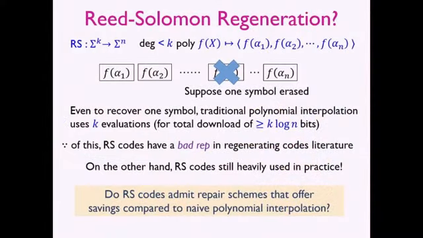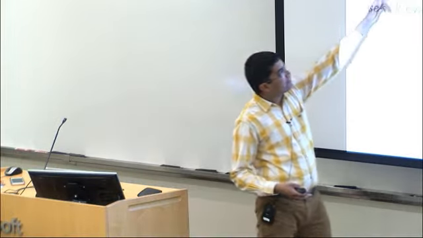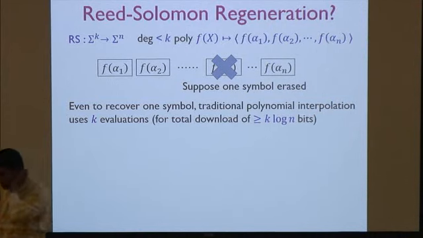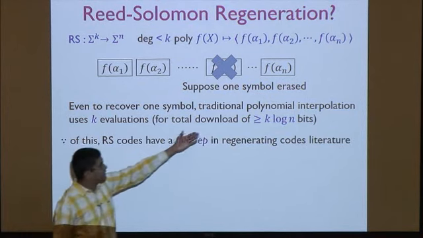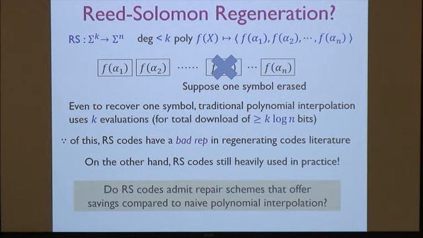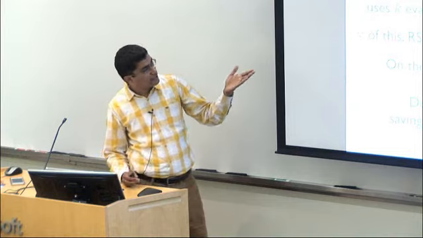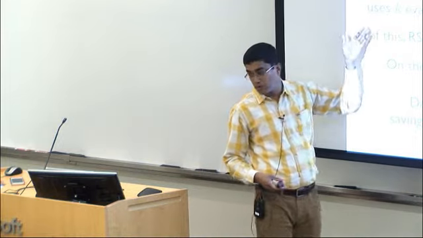But the point is, what about Reed-Solomon codes themselves? Here, if one symbol goes missing, you can again go and get the value at k other points, download all the things, and you'll get the answer. But that seems a bit wasteful, because you're downloading what basically suffices to recover all the data. Can you do anything better? And even though there are tailor-made codes which address this, it's still useful to address this, because Reed-Solomon codes are still used in practice, and it's a very basic code. So can we do something better than this traditional polynomial interpolation?